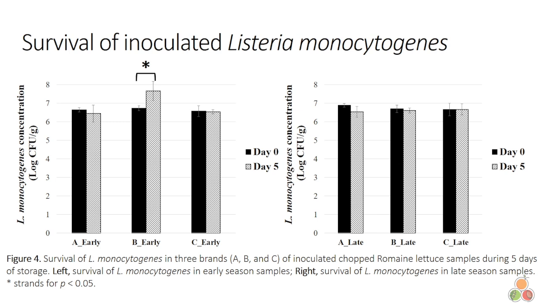So the next question we want to know is, what is the difference between those microbiome populations in the brand B that potentially contributed to the growth of Listeria monocytogenes?